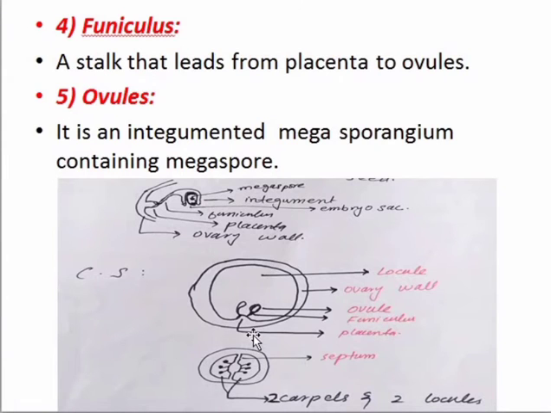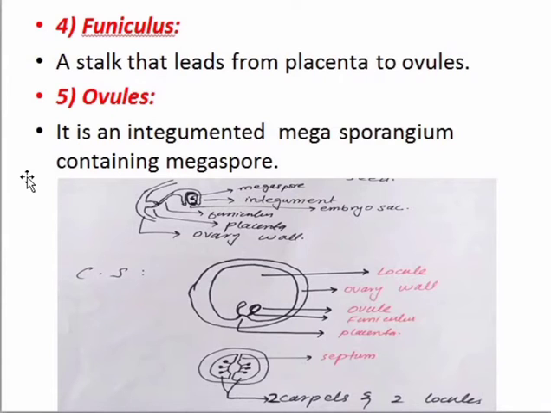Another structure is the funiculus, a stalk that leads from the placenta to the ovule. Look at this structure. This is the ovule, and this is a clearer view. This is the ovule, while this stalk is known as the funiculus. This stalk attaches the ovule to the placenta. Food from the ovarian wall flows first to the placenta, then through this stalk, and finally to the ovule or developing embryo.